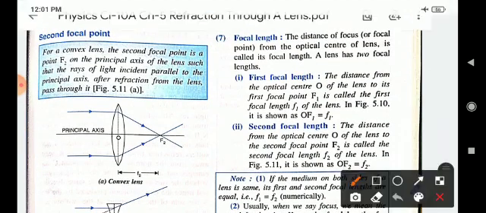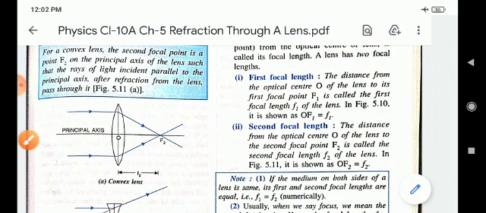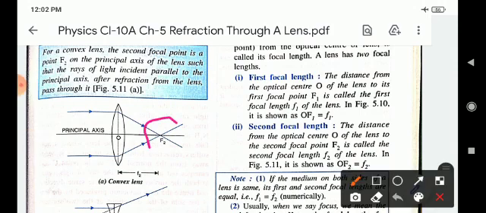Same process for the second focal point, F2. For a convex lens, the second focal point is a point F2 on the principal axis of the lens, such that rays of light incident parallel to the principal axis, after refraction from the lens, pass through it, that is F2. F2 is called the second focal point.